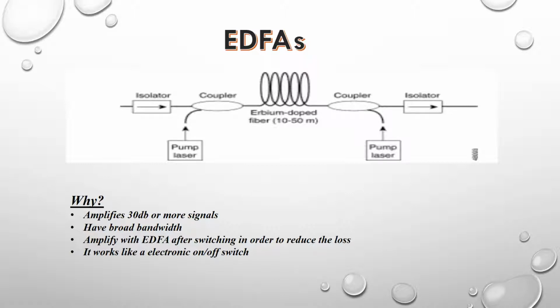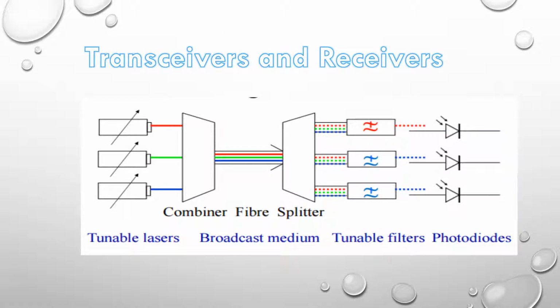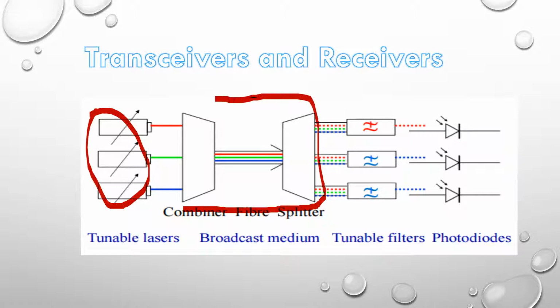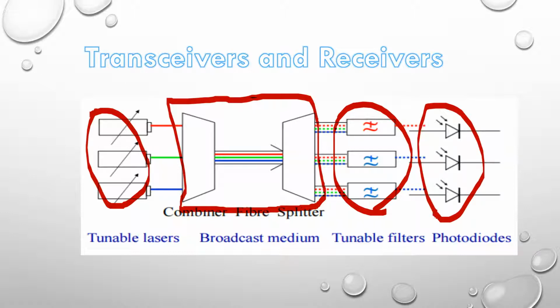Transmitters and receivers. They are mainly used for broadcast and select networks. Initially, the tunable laser emits laser light and it is passed through the broadcast medium, where the signals are multiplexed at the combiner, passed through the fiber, and split at the splitter, and then go to the tunable filter, and then to photodiodes. The disadvantage is that the quality of the signals will be poor due to broad splitting.